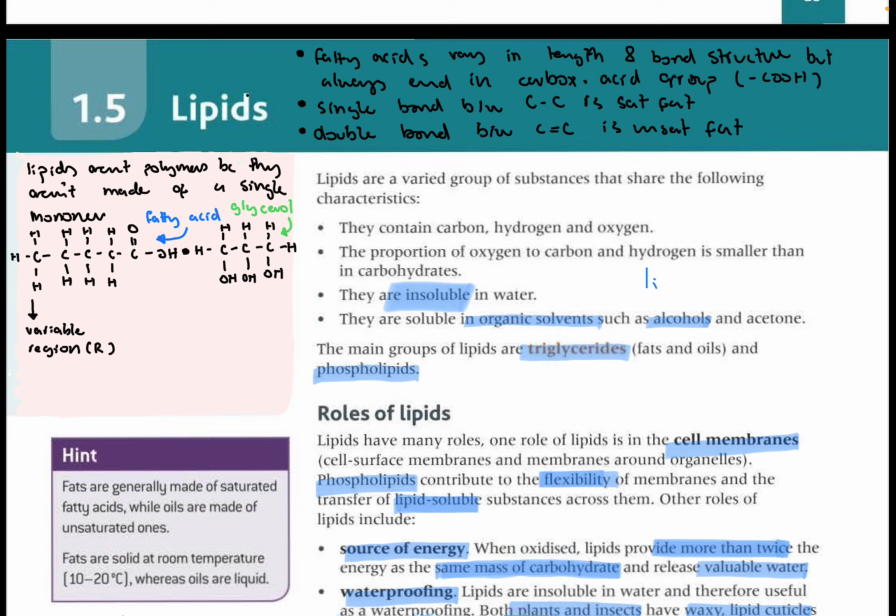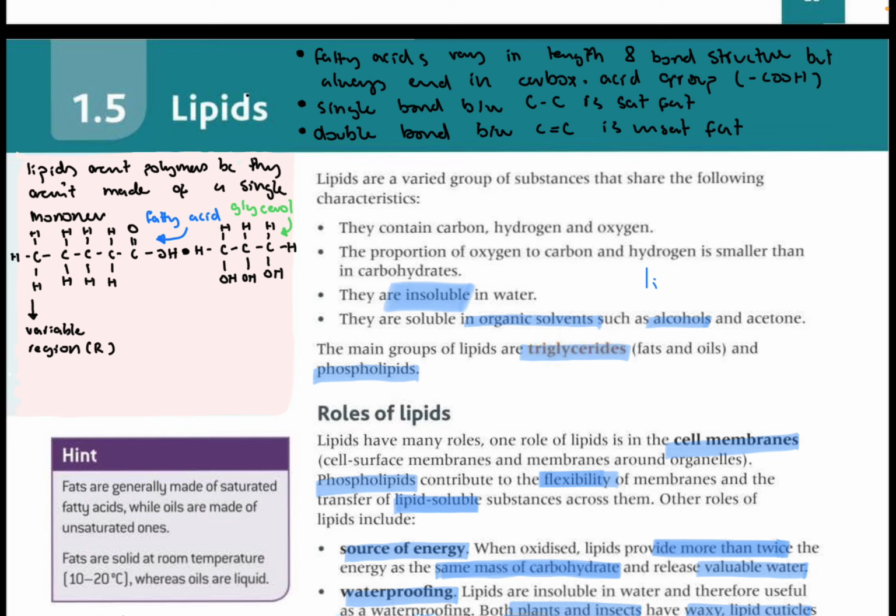And a double bond is an unsaturated fat, because essentially what saturated means is it has the most carbon-carbon bonds possible. And so when the bonds are single, then that means that it can have the most carbon-carbon bonds possible. And when the bonds are double, it can't. So therefore it's unsaturated.